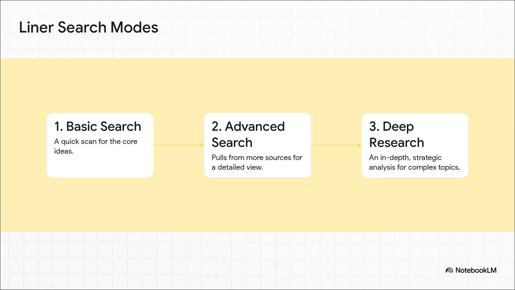Okay, so here's how Lainer works, and it's pretty smart. It's not just one search bar. You've actually got 3 different levels. You can start with a basic search, just to get a quick scan of the core ideas, get your bearings. Then, when you're ready to go a little deeper, you hit the advanced search. That's going to pull from more sources, give you a much more detailed view. But for the really big, complex stuff, you use deep research. It's like a strategic analyst. It digs in, finds all these hidden connections, and gives you a really comprehensive breakdown. It's all about matching the right tool to the job.